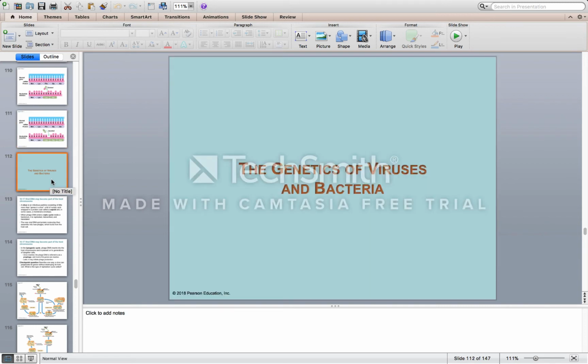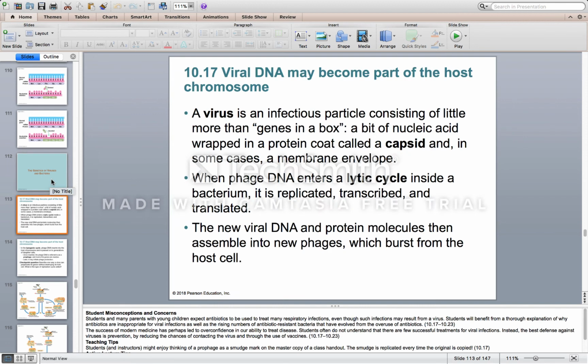Okay, viruses and bacteria. Let's take a look at viruses and bacteria. Virus, remember, contained what? The protein outside and the DNA inside the head, right? So a virus is just an infectious particle. It consists of a little more than genes in a box, a bit of nucleic acid wrapped in a protein coat called a capsid, and in some cases a membrane envelope.